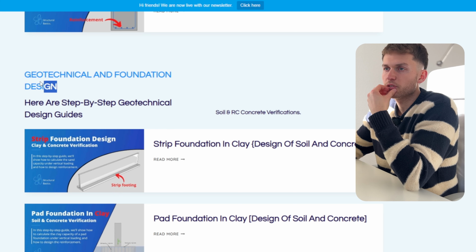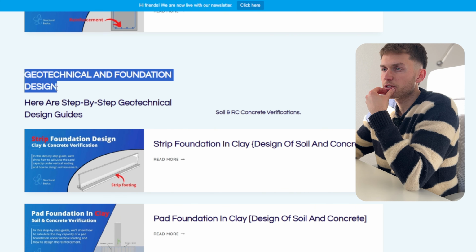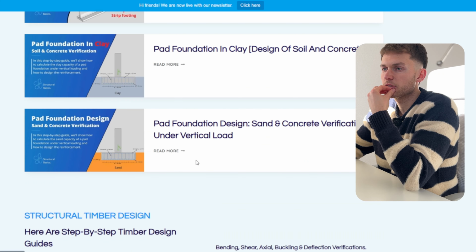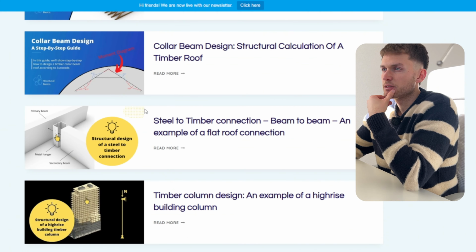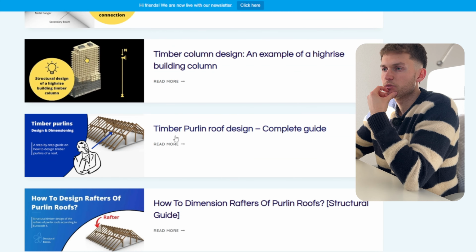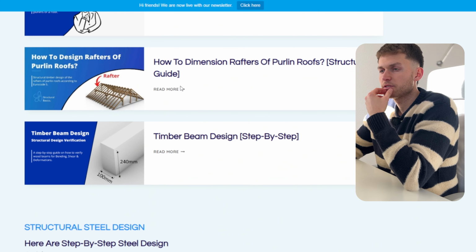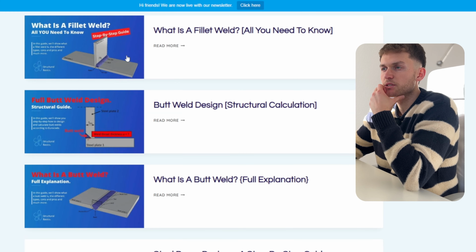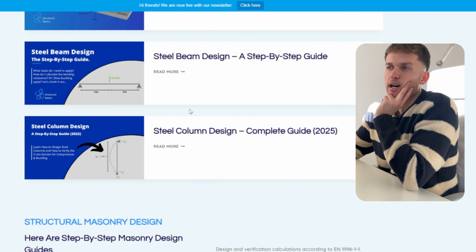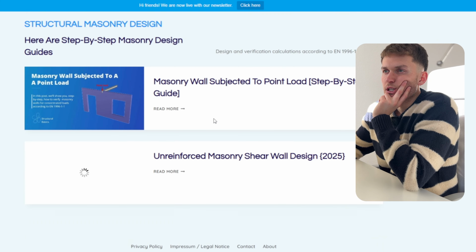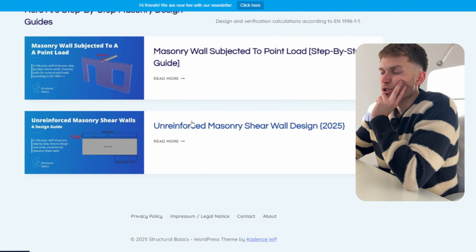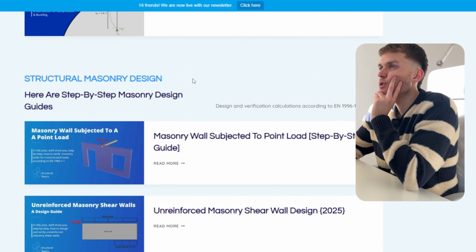And then of course we also have geotechnical and foundation design, strip footings, pad footings, timber design, how to design timber beams, columns, purlins, rafters, then steel design, how to design butt welds and fillet welds, and then masonry design, shear walls and point loads.